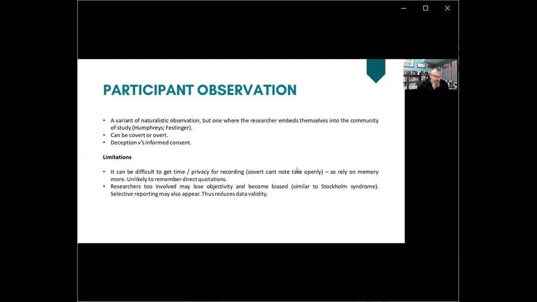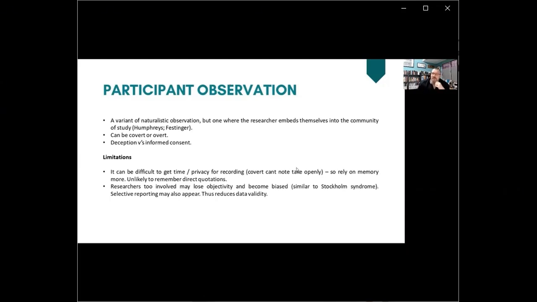The other challenge and limitation is that a researcher can become too involved with the community that they're researching. They may lose objectivity, they may become biased. I put here, in a way, it's similar to Stockholm Syndrome. You become part of a situation and you change the objectivity that you have in relation to that situation. And that can actually impact the quality of research.